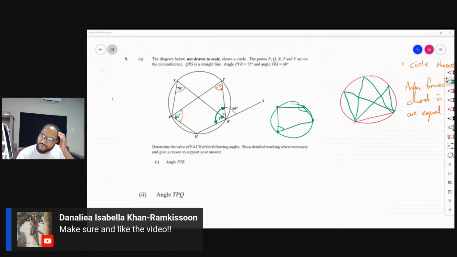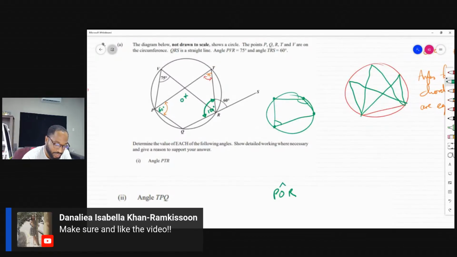Obtuse angle POR, where O is the center. So they want the obtuse angle POR. The last one they wanted was POR, and they didn't give O, which was unique, and O is the center. How in the world are we going to find that angle? That's actually the easiest one, but it takes a little while to see. So O is the center, and they want you to find the obtuse angle POR. So how are we finding that?